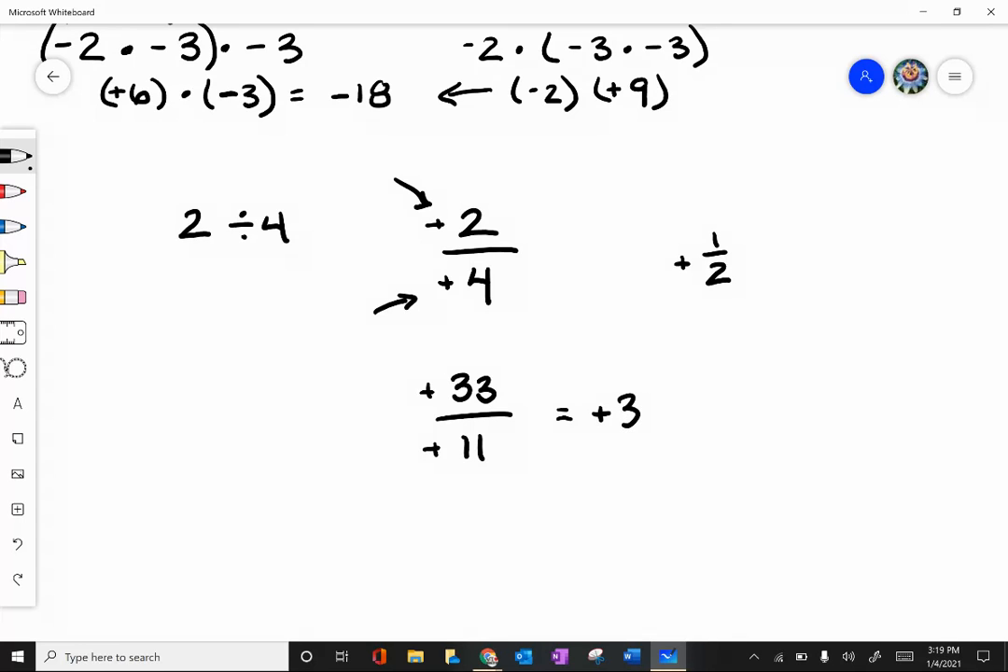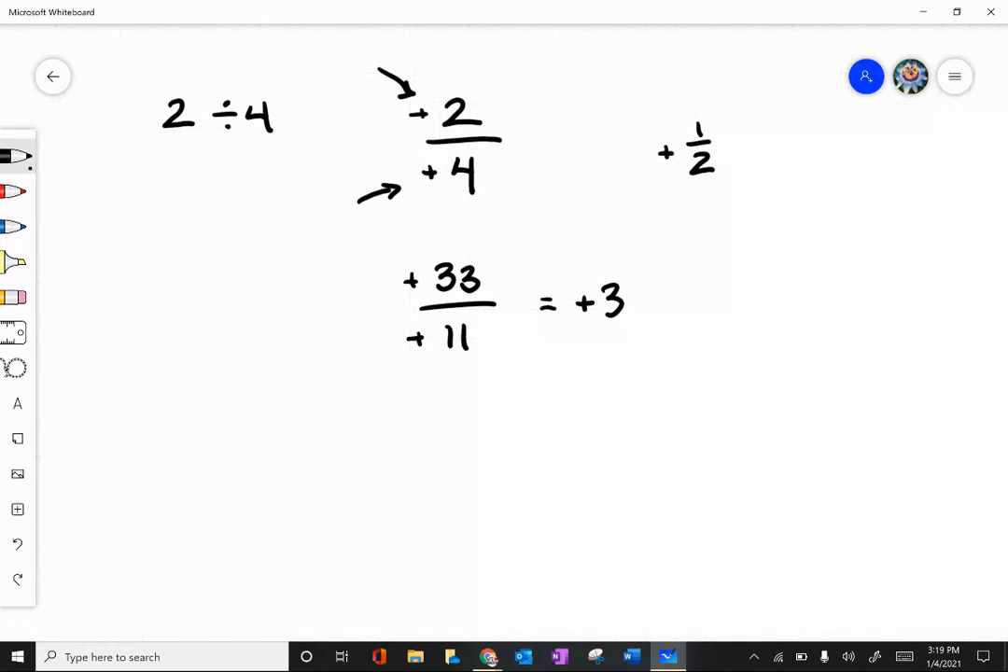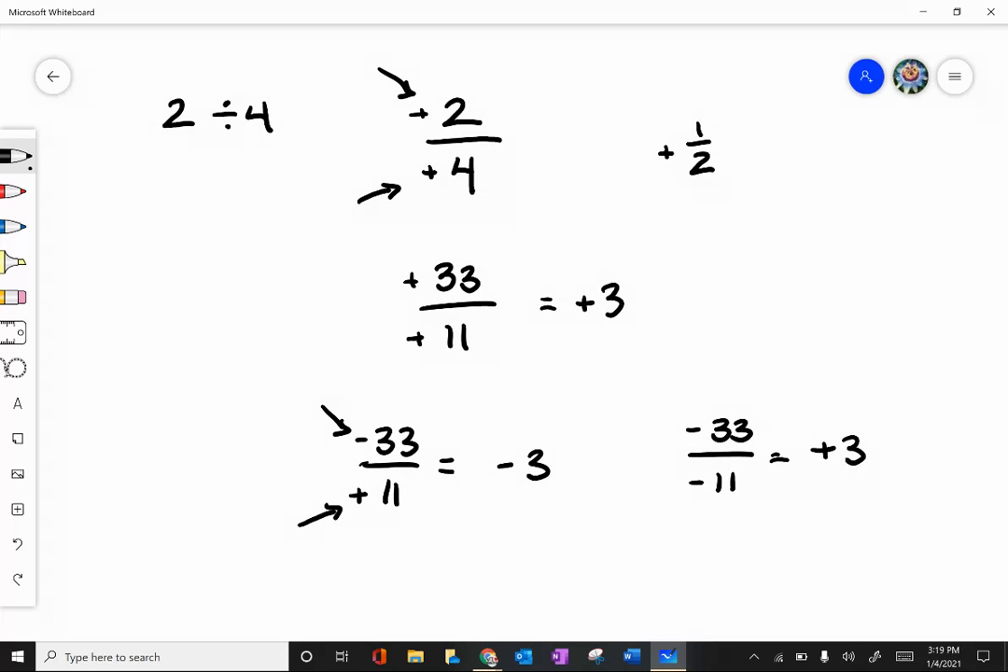If one, and it doesn't matter which one, if one of these numbers is negative, it will make your answer negative. So negative 33 divided by 11 is negative 3 because one of the numbers is negative, one of the numbers is positive. If they're both negative, since they have the same signs, it will become positive for your answer.